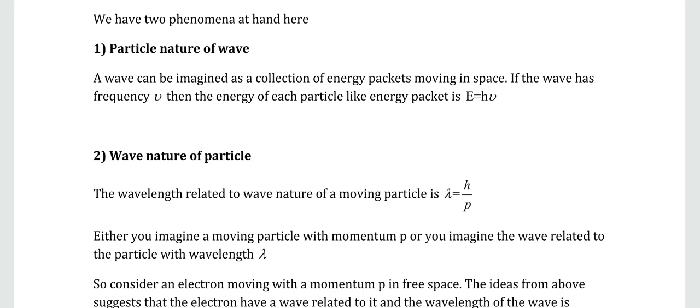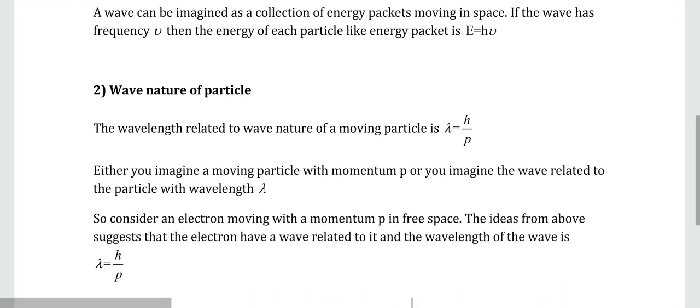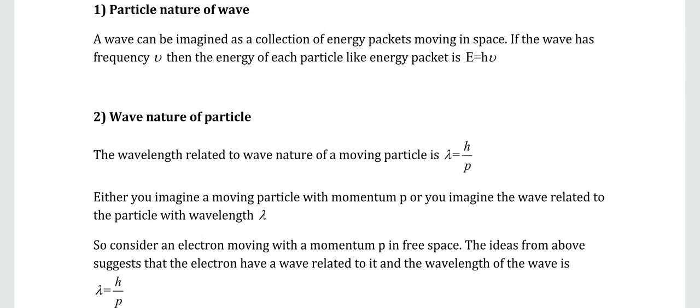Remember the interference pattern? That was the basic experiment that said that electrons, which are particles, are behaving as waves. I discussed everything in detail in my last lecture, the short history of quantum mechanics, including the puzzles related to the fact that particles can behave as waves. So let us continue forward. Two phenomena at hand: particle nature of wave, wave nature of particle.